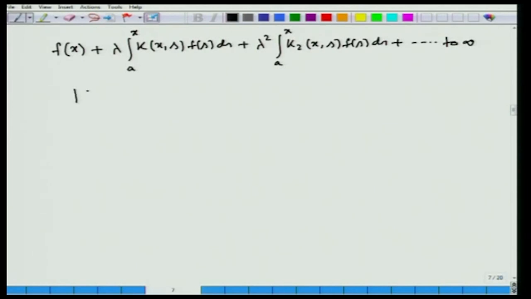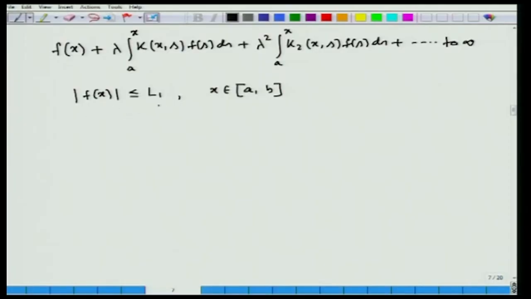Here we are assuming f x is continuous over the closed interval a comma b. So, therefore, we assume that modulus f x is less than equal to L 1 whenever x belongs to this closed interval a comma b, and in this case we have to proceed in a similar fashion by which we have proved the uniform convergence of the series involved with the resolvent kernel.